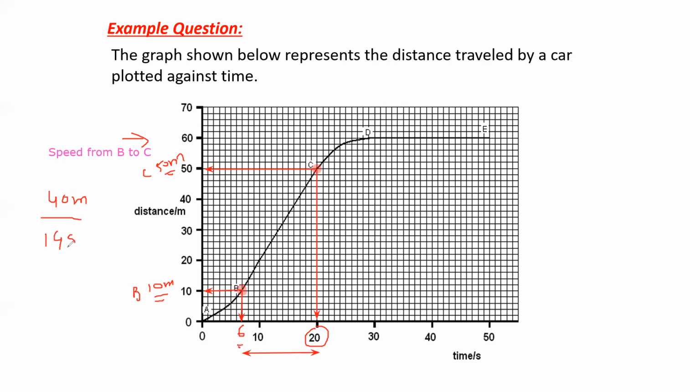So it should be 40 divided by 14, and 40 divided by 14 will give us 2.85 meter per second. When you write your answer, it should be in three significant figures. That's why I'm saying 2.85, not 2.8. So whenever you write your answer, it should be in three significant figures. So 2.85, or 2.86 I can say, because it is 2.857, so I can say 2.86. Is it clear? The speed of this car from B to position C.